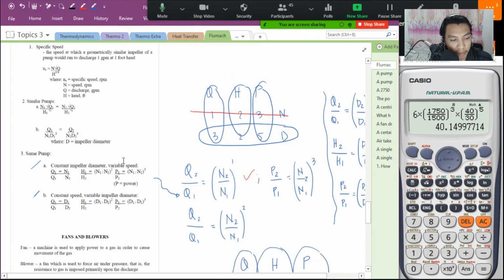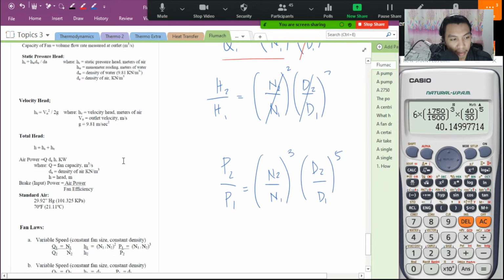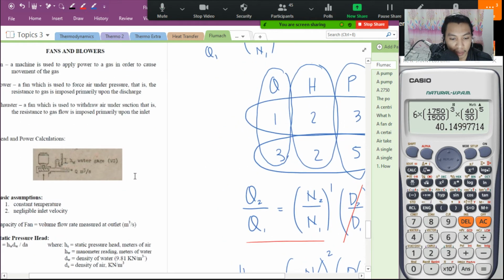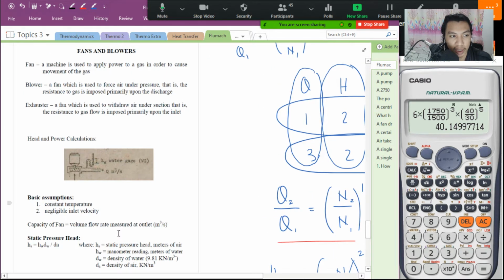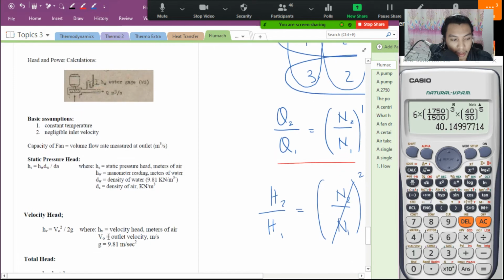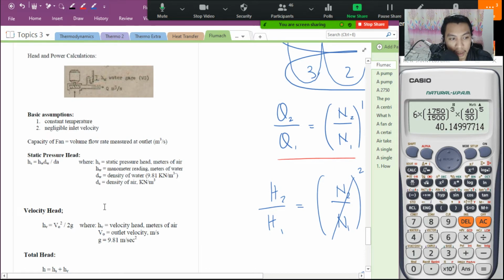So, pagdating ng fans, okay. Sa basic assumption, ginawa natin. Ano bang pinagkaiba ng fans and blowers? Simply, ang fan is used to supply power to a gas in order to cause movement to the gas. Yung blower naman, it is a fan that is used to force air under pressure. Pinag-usapan na, forced air under pressure. Okay, ganun yung blower.